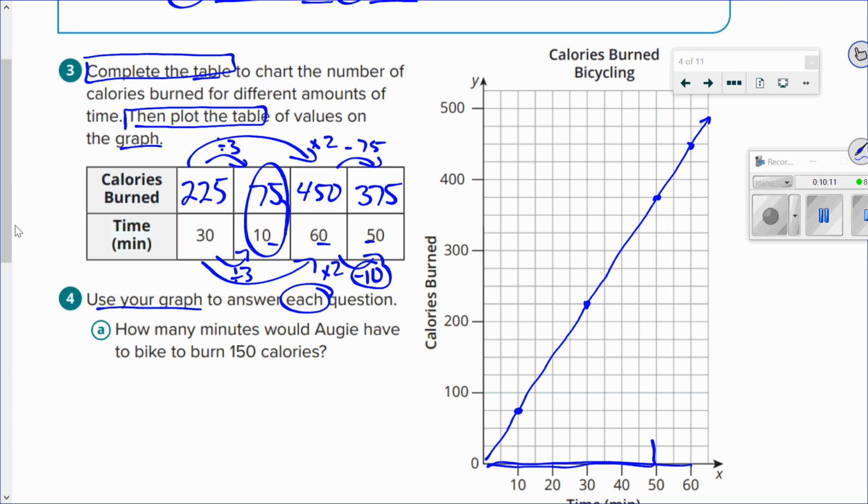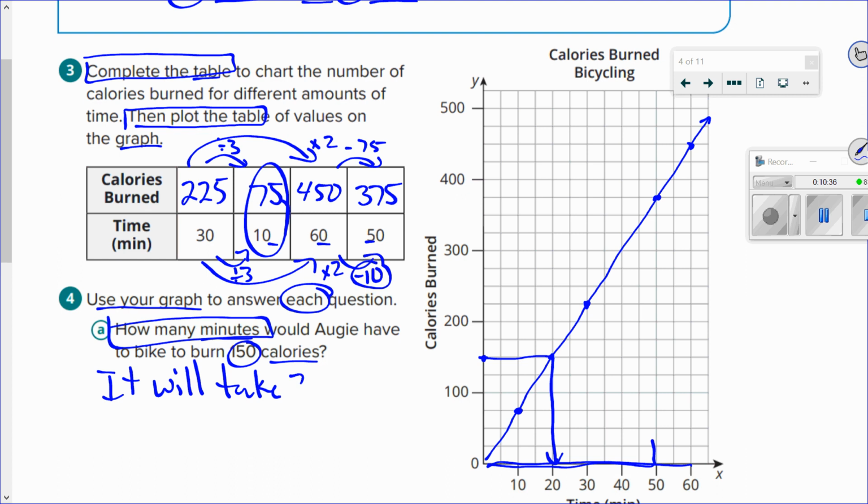What this does do, though, is now allow us to look at some of these in-between intervals. So how many minutes would it be for 150 calories? All I do is I go to 150 calories, I come over to my line, I find where it intersects, and I come down, and that would be at 20 minutes. Okay? So it will take 20 minutes. Does everybody see where that came from?